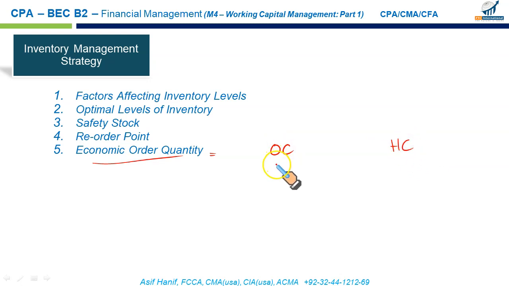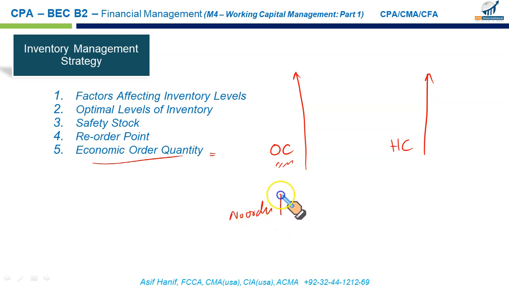When you place too many orders, your ordering cost will go up, right? But when you place large size orders, massive orders, your holding cost will go up. They move in the opposite direction. Let me explain the idea. If you place more orders, when the number of orders is more, your ordering cost will be high.